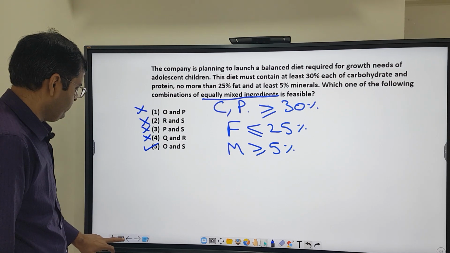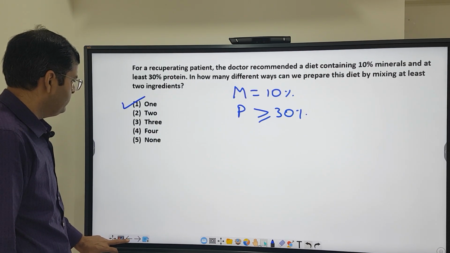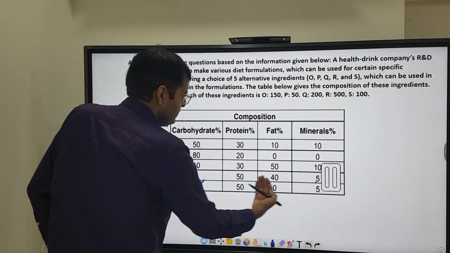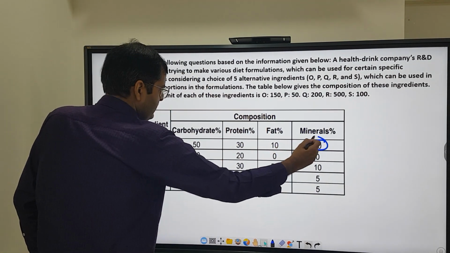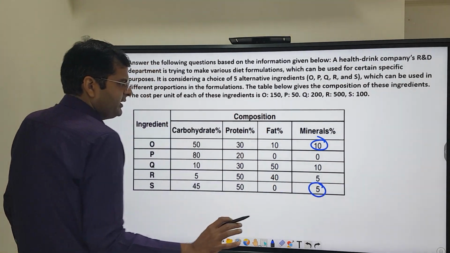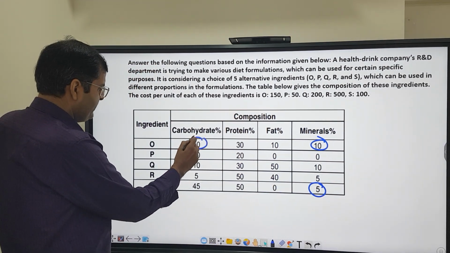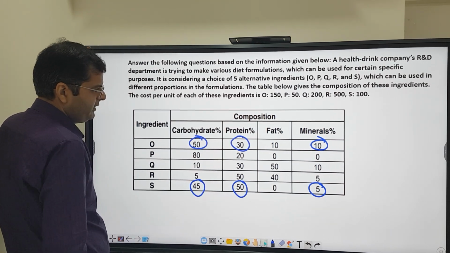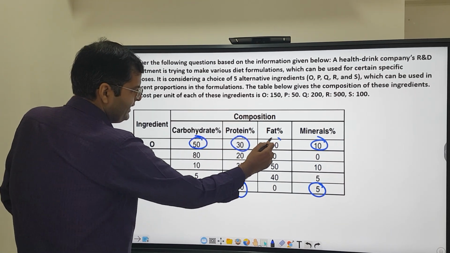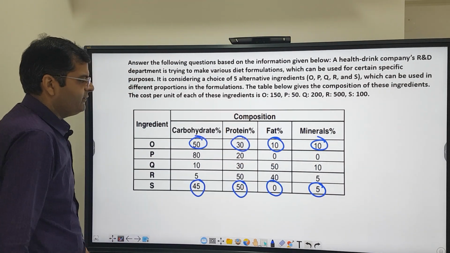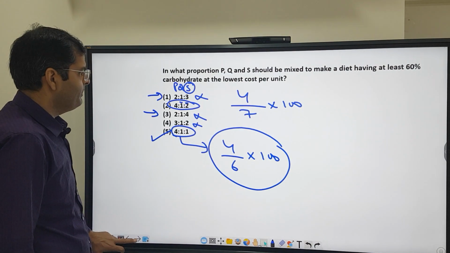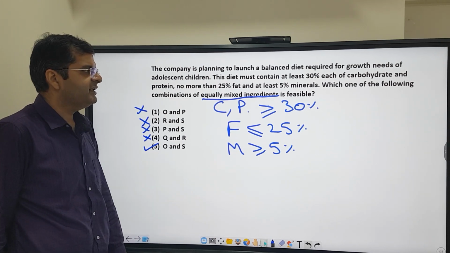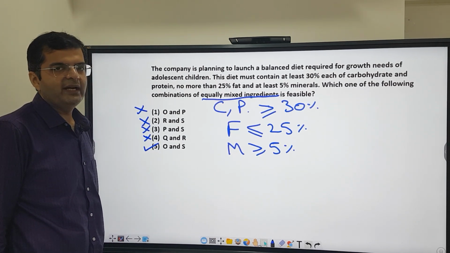But let me check for you. O and S: O has 10% mineral, S has 5% mineral, so mineral content will be 7.5. Carbohydrate is 50 and 45, so it will be more than 30. Protein is 30 and 50, so in between is 40, it will be more than 30. Fat is 10 and 0, so fat is 5, which is less than 25. So all the parameters work in this option. So O and S, answer option 5 is the right answer. Alright, so that is all about this set.